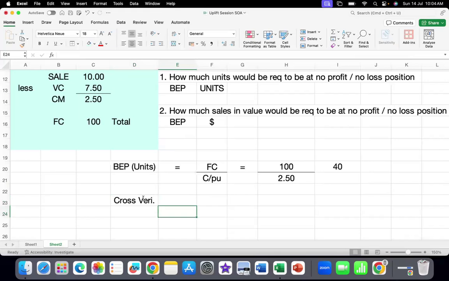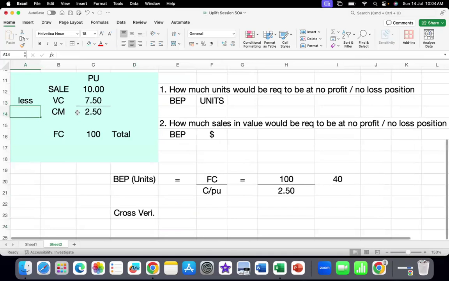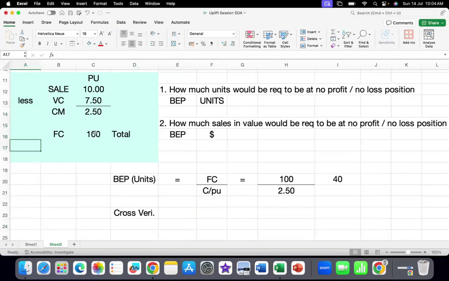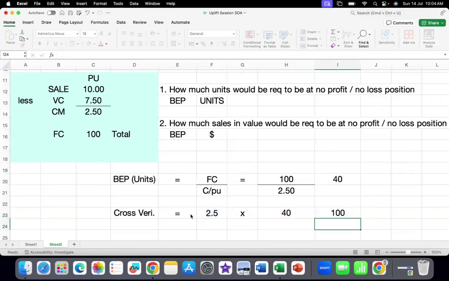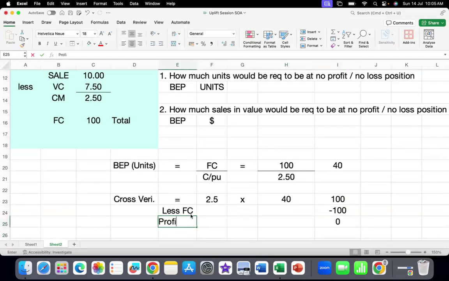So if you see, as per the original statement, it was contribution margin total minus the fixed cost is going to give you the profit. So 2.50 is my contribution margin. You multiply it by the number of units you need to produce, that is 40. So 2.5 multiplied by 40 is 100. Then less your fixed cost, which is 100, and this becomes 0. This is your profit.